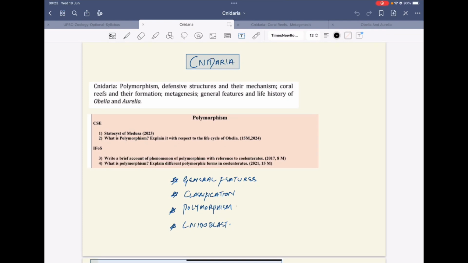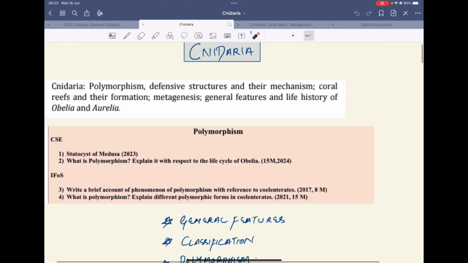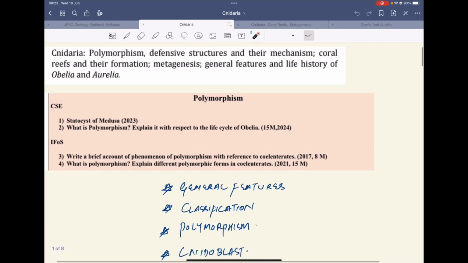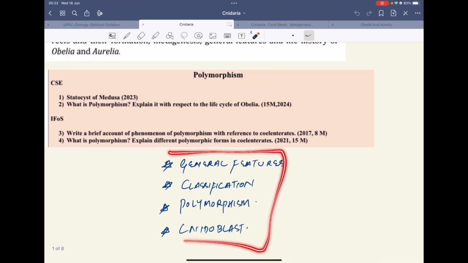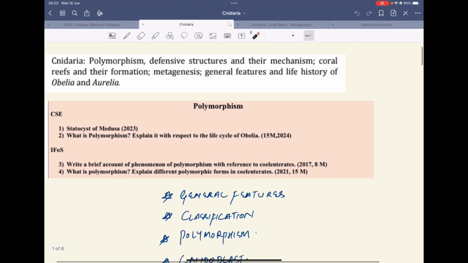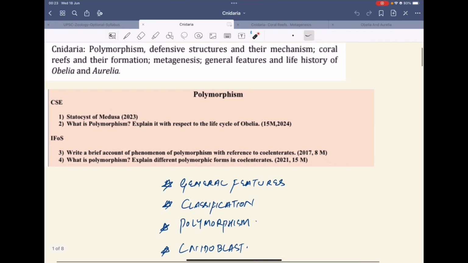So the topics that have been mentioned in the syllabus are Cnidaria, the polymorphism of Cnidaria, defensive structures of Cnidaria, their mechanism, coral reefs, their formation, metagenesis, and general features and life history of Obelia as well as Aurelia. In this lecture, we will discuss the general features, classification, polymorphism, and cnidoblasts in particular, because the defensive structures are the cnidoblasts.